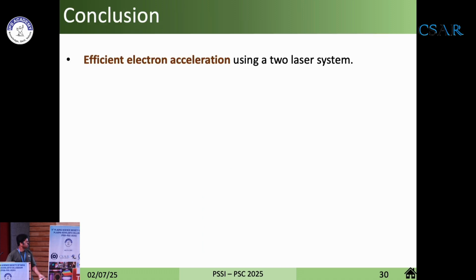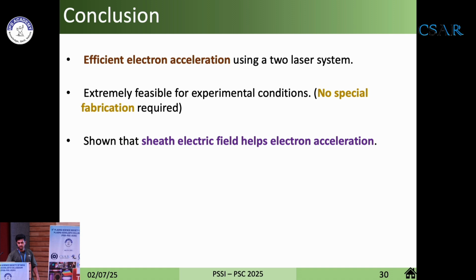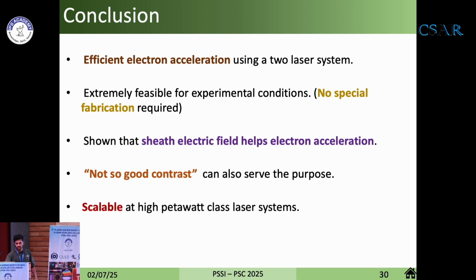So I'll come to the conclusion. We are able to efficiently accelerate electrons in two laser systems. No special fabrication is required because we can do it on flat targets. It shows that the sheath electric field does help electron acceleration if we change the geometry. And the not so good contrast can also serve the purpose. And it is scalable to high petawatt class lasers.